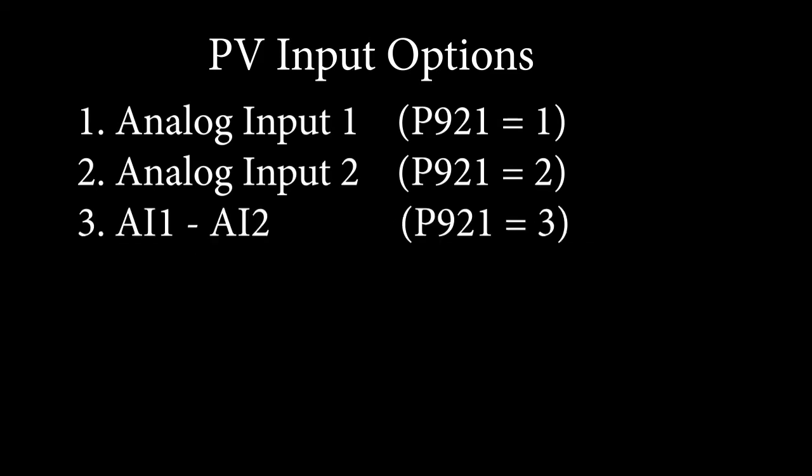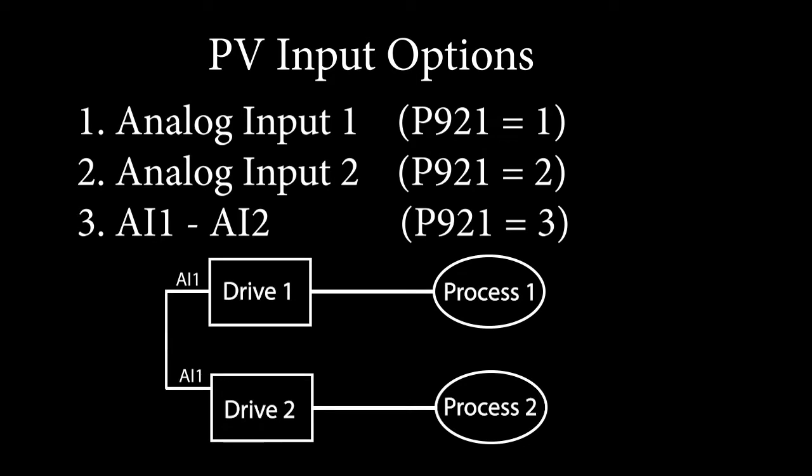You can also use the difference between two analog inputs. A common use for that would be to run two processes off one analog signal, but then use analog input 2 to modify that on the second system. For example, maybe you want the second system to run faster or slower than the first, or maybe you just need the ability to tweak system 2 to keep it in sync with system 1.